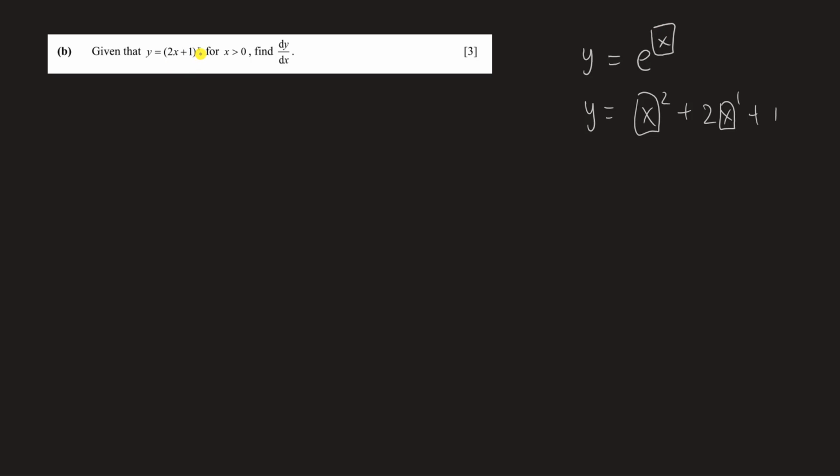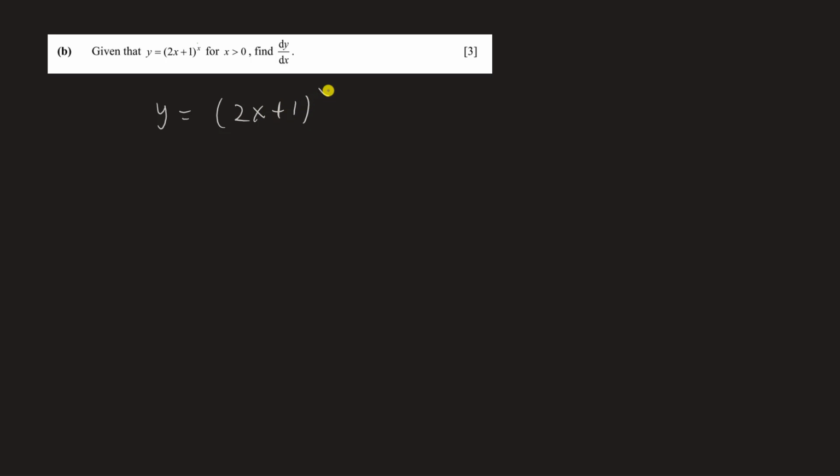This is a combination of two. The base is an unknown, the power is also an unknown. So how do we do this? We have to actually rectify this by applying logarithms on both sides and forcing the power to come down. So let's just start off by writing it down. y equals (2x plus 1) to the power of x.